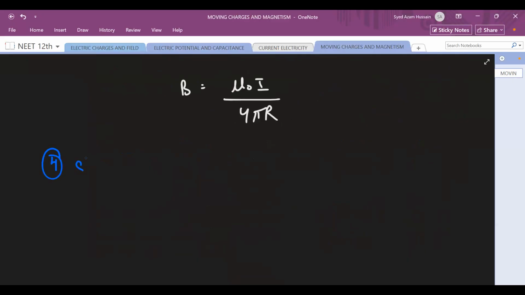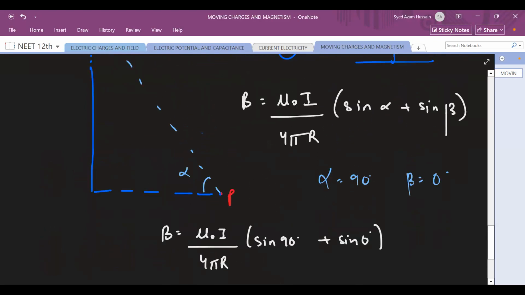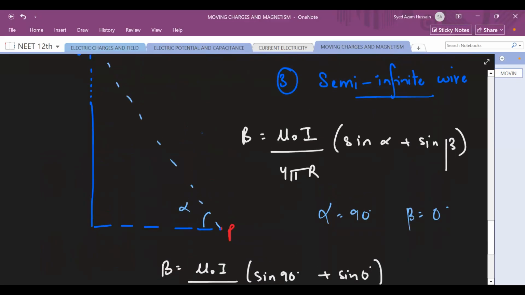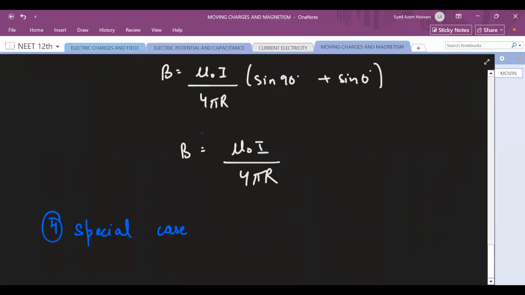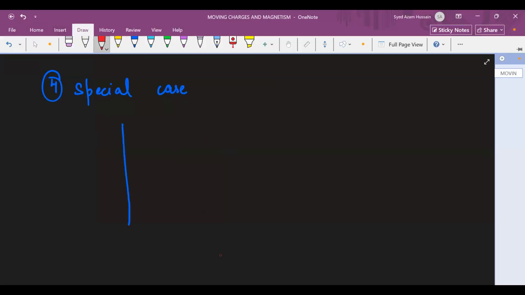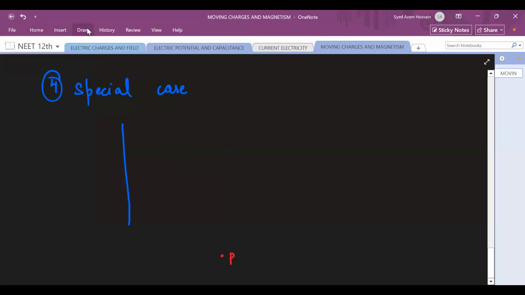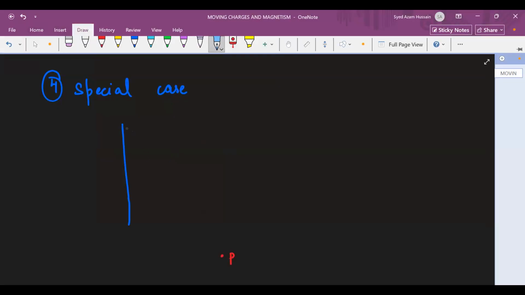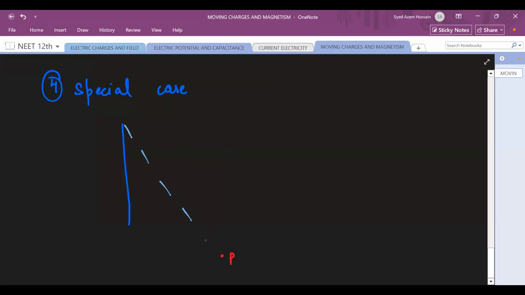Okay, there's one more special case which we discussed. I think we haven't discussed before. One is related to your semi-infinite wire. Now see, here alpha and beta we could figure. What if I give a point a little lower than where it is expected? Like this is the wire, and the point that I give is somewhere here. This is your point. Now look, your alpha would be this. How will you identify your alpha and beta in this?